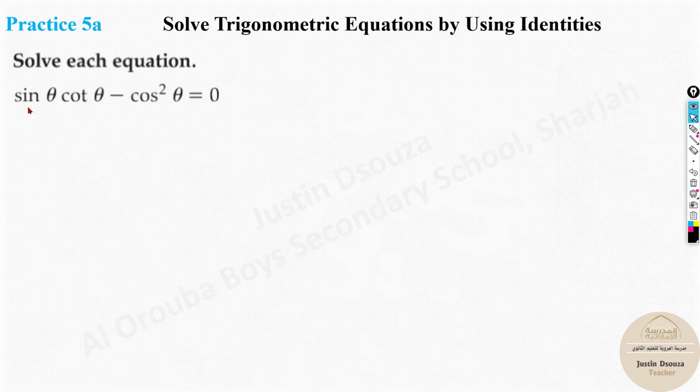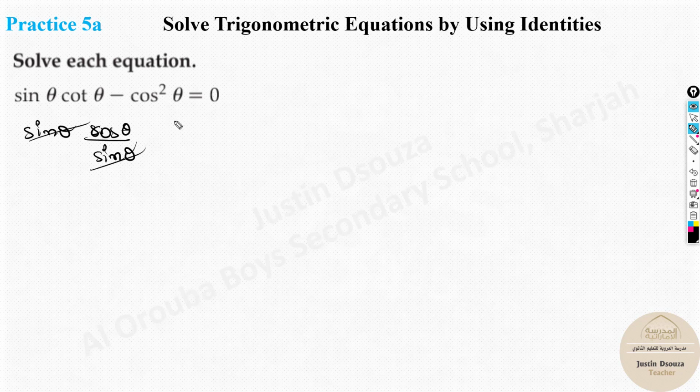That's it. Here we have the problem of sine theta cot theta minus cos square theta equals 0. Now let's try solving this. Over here, we know cot theta is there. What is cot theta exactly? It is cos theta by sine theta.